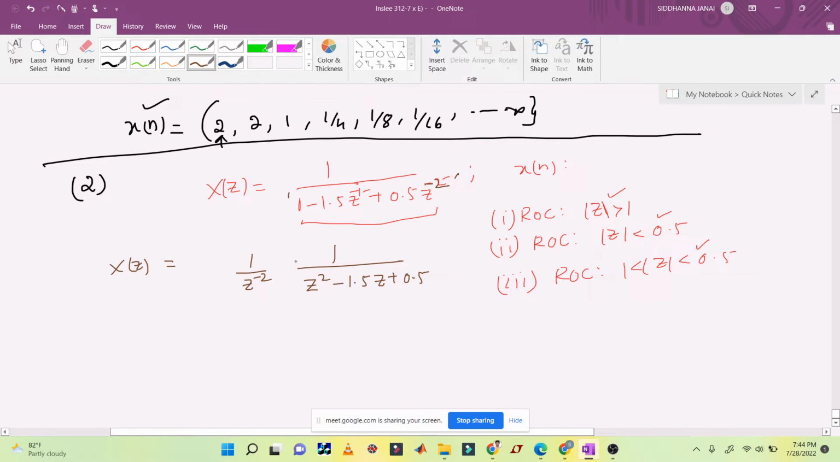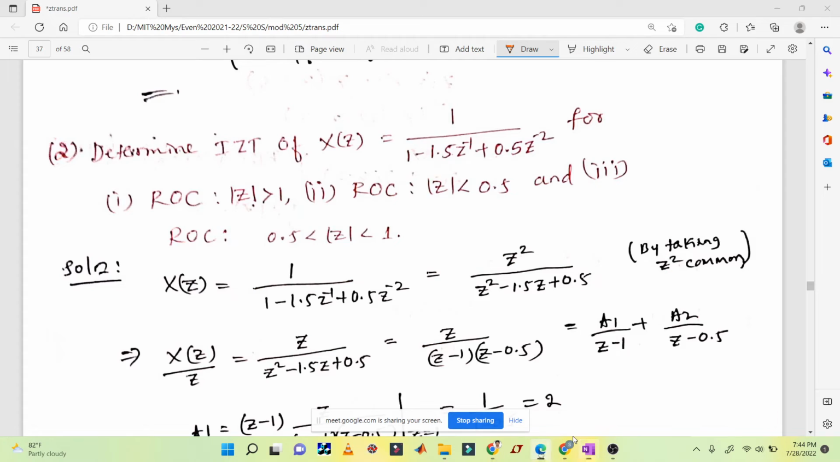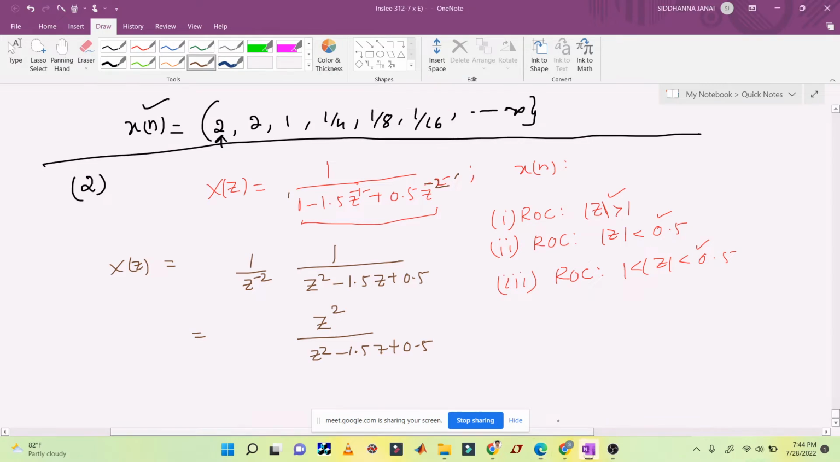So this z square will go above, and this will be z square minus 1.5 z plus 0.5. Okay, so here is the answer. Now for this we need to find out first. For this one we need to find out, say z equal to 0.5 and z is equal to 1. These are the two roots we are going to find out using calculator.